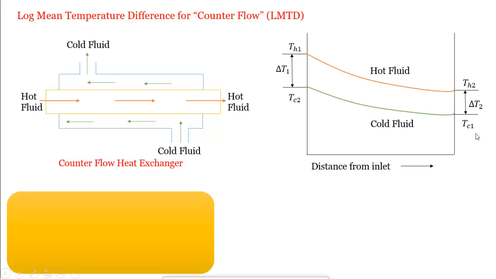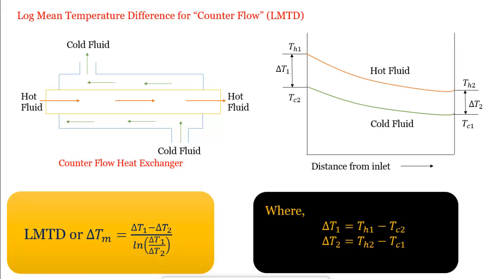So to find the LMTD we have the same formula, that is LMTD is equal to delta T1 minus delta T2 upon ln of delta T1 upon delta T2, where delta T1 equals TH1 minus TC2, this temperature difference, and delta T2 will be TH2 minus TC1, this temperature difference. Today we understood the log mean temperature difference for parallel flow and counter flow.